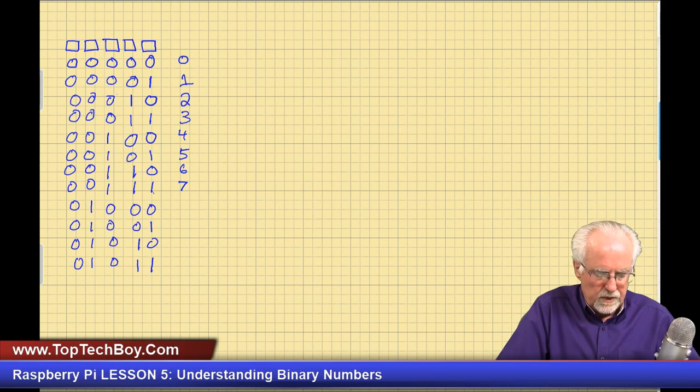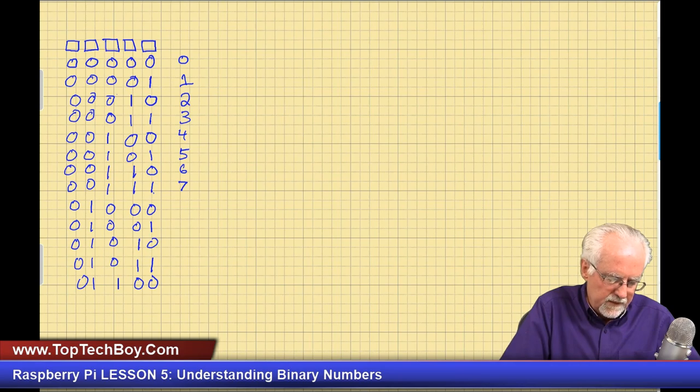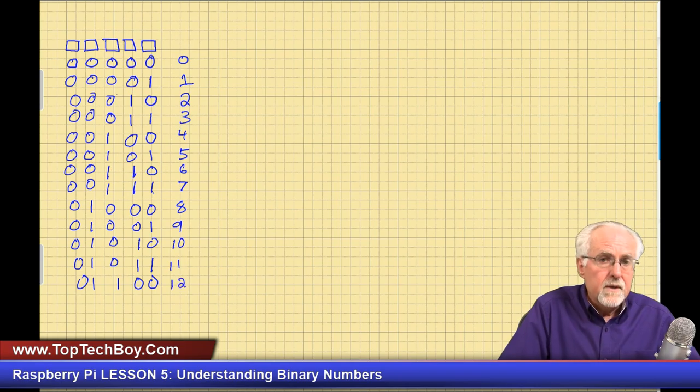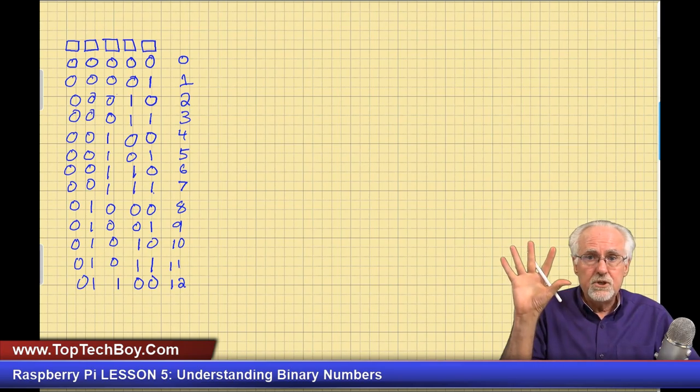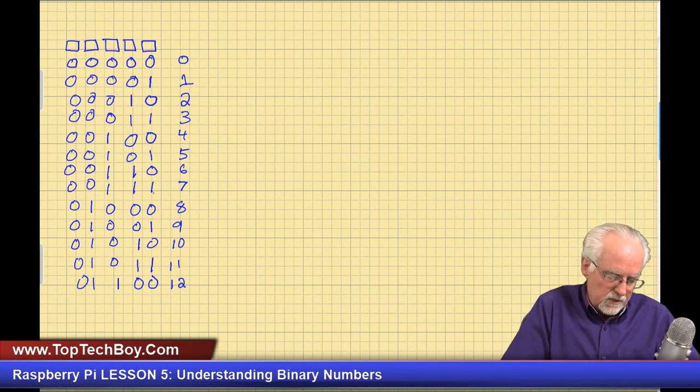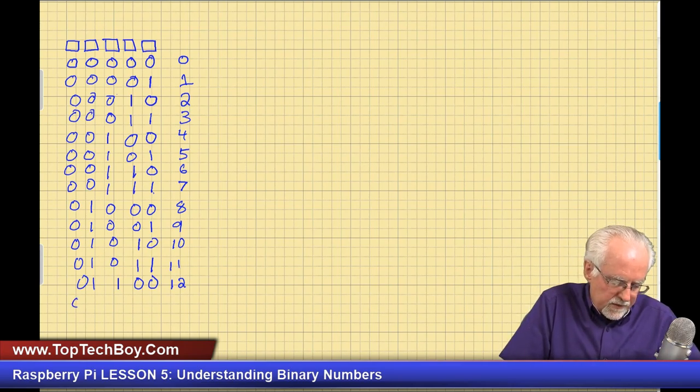All right, now I add a 1 to 1. It's 0, carry the 1. There's a 1 there, so 1 plus 1 is what? 0, carry the 1, and then 1, 0. Let's fill these in. This is 8, 9, 10, 11, 12. So you see, we've already counted up to 12 objects, and we're just using 5 switches. Okay, let's keep going.